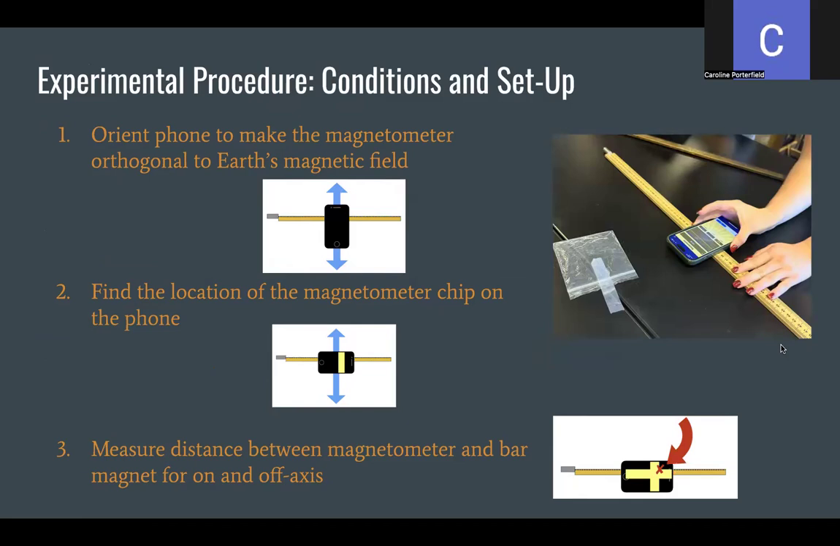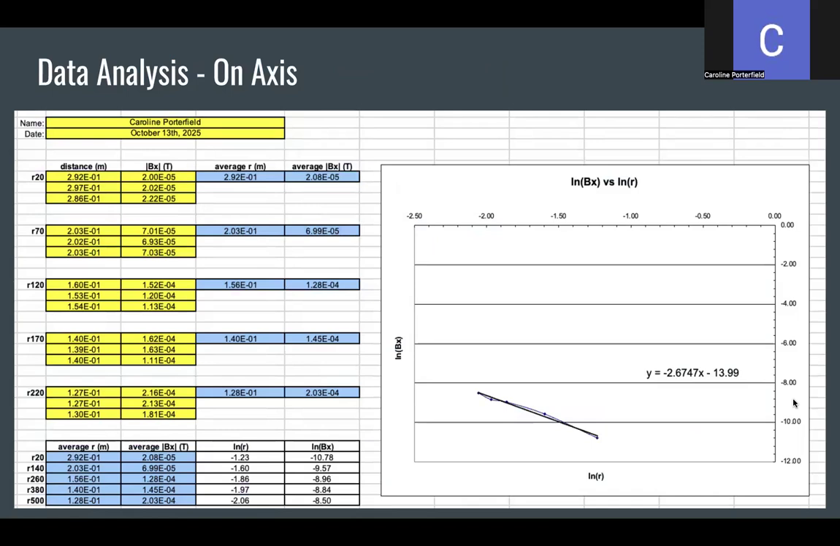The experimental setup began with orienting the phone to make the magnetometer orthogonal to Earth's magnetic field. Then we found the location of the magnetometer chip on the phone and measured the distance between the magnetometer and the bar magnet for on and off axis. This can be seen in the pictures shown.